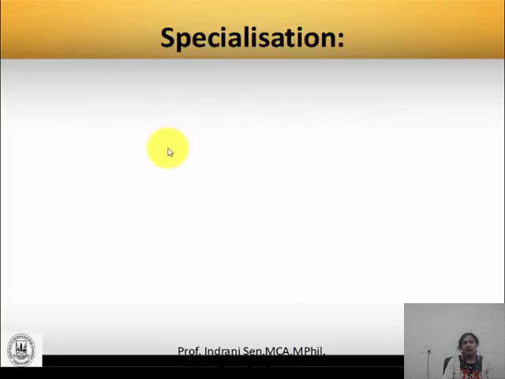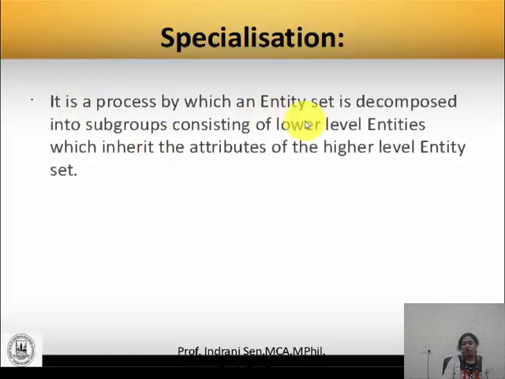Apart from this classification, we have two more types of classification, one known as generalization, another known as specialization. It models the ER model at a hierarchical level. What is specialization? It is a process by which an entity set is decomposed into subgroups consisting of lower level entities which inherit the attributes of higher level entity sets. The opposite of specialization is generalization. If we take a bottom up approach, going from lower level entity sets to a higher level entity set, it depicts generalization.